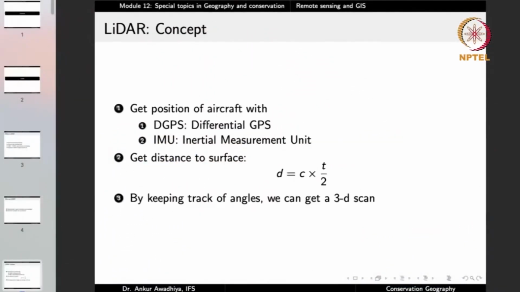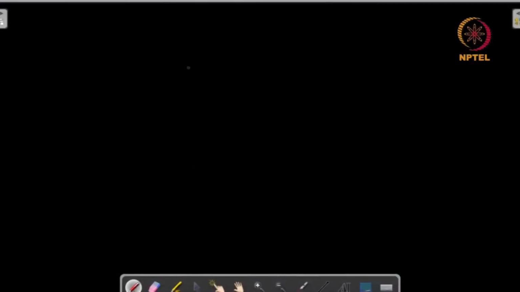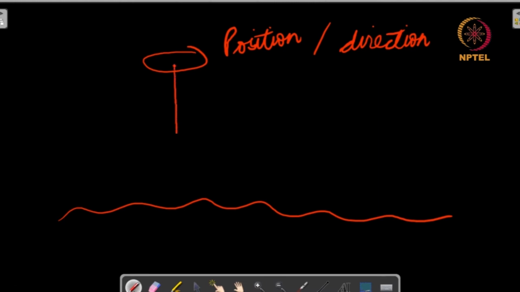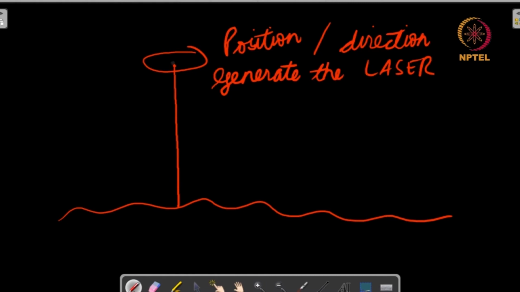Now what is the concept of LIDAR? The concept of LIDAR has got to do with three things. You have an aircraft, and if you want to have information about the ground surface, you need a mechanism to find out the position of the aircraft. So once you know the position and say the direction or the tilt etc. of the aircraft, then you can figure out what is the position and direction in which the laser beam will be generated. So once you know the position, you will have to generate the laser. So you need a mechanism of generating the laser beam, and if you have to scan the surface with this laser, then you also need a mechanism of moving the laser beam.